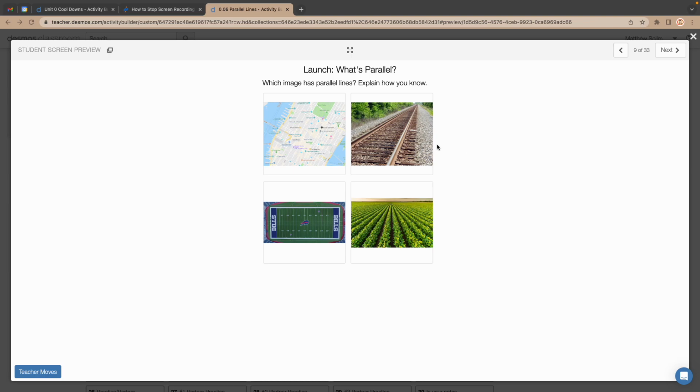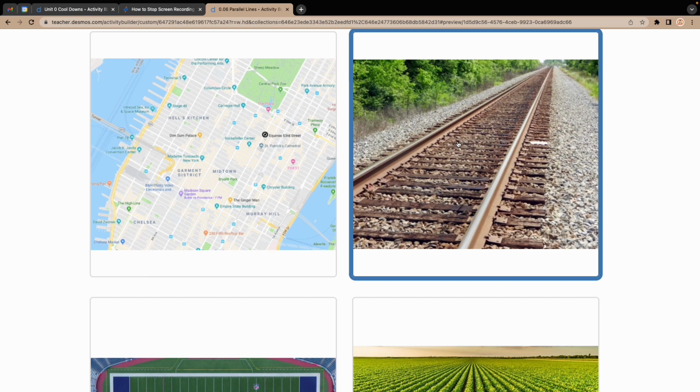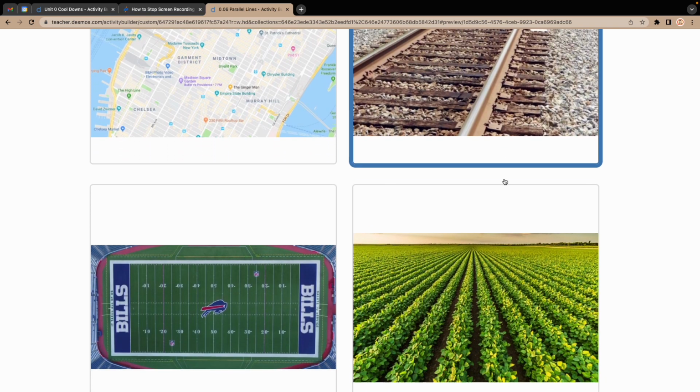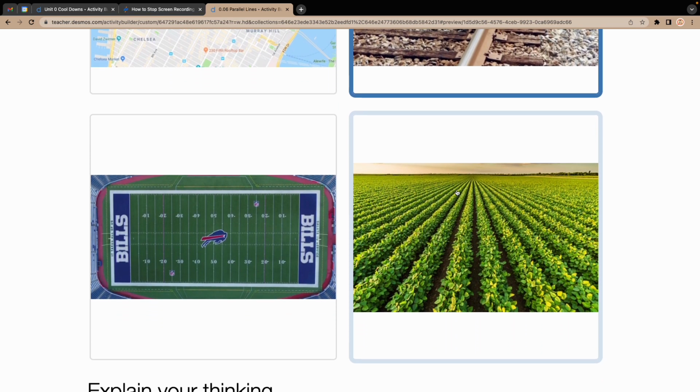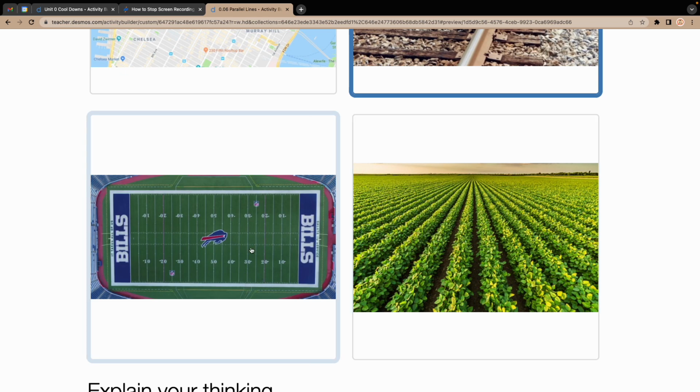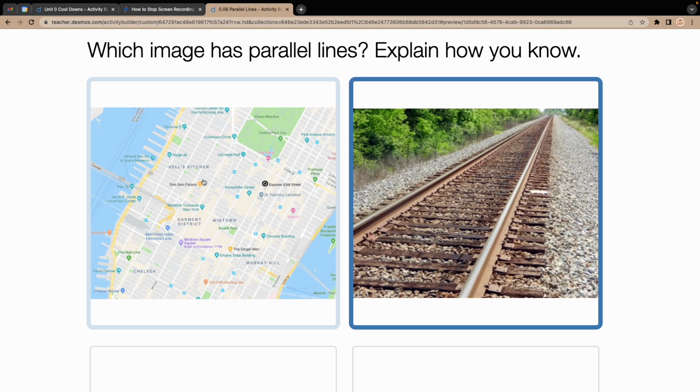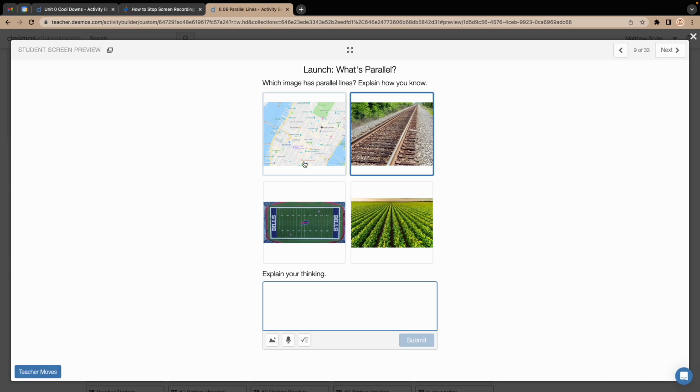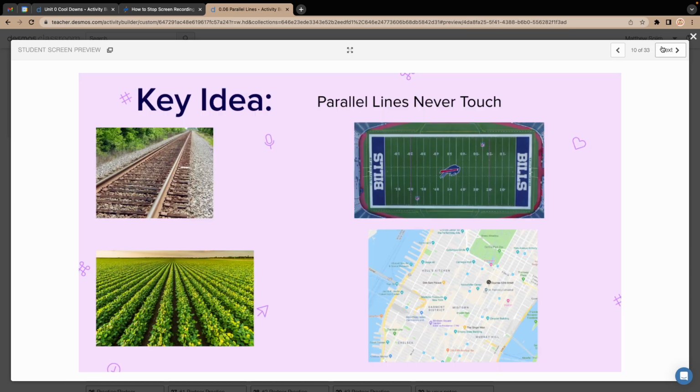We reviewed parallel lines, and parallel lines are just lines that are never going to touch. So for example, this train track, right? Those are parallel lines. These rows, whatever farm this is, go Bills. We got the yard lines that don't touch as well. And even in a city, a lot of the streets run parallel to each other because they never run into each other. So thinking about which of these could be parallel, all of them could be. Those are some real world examples of parallel lines.